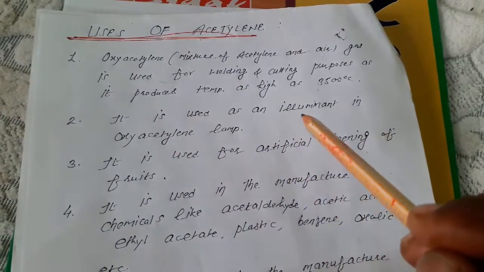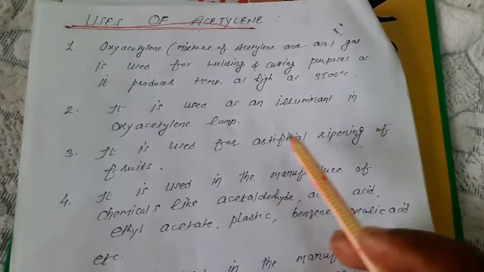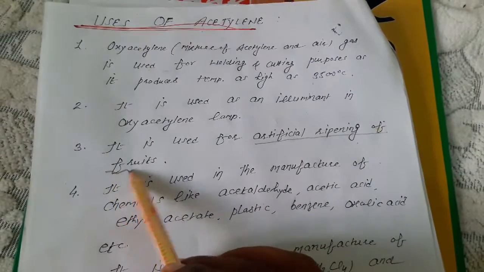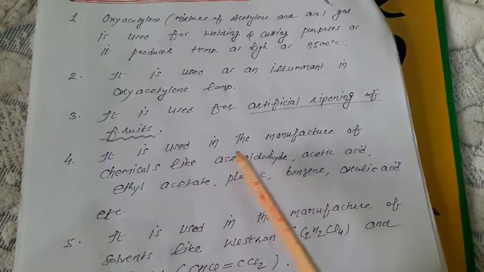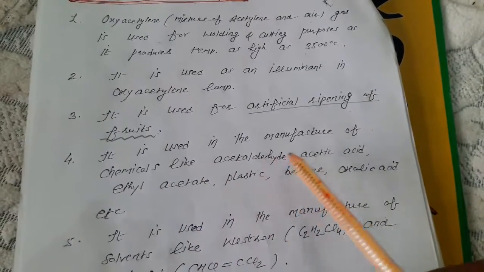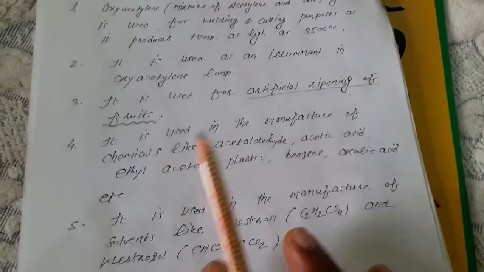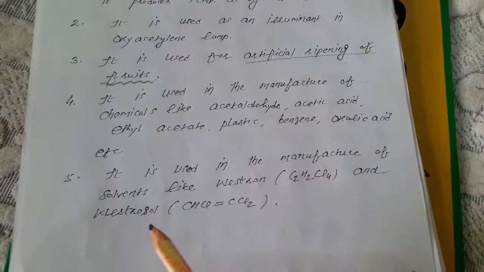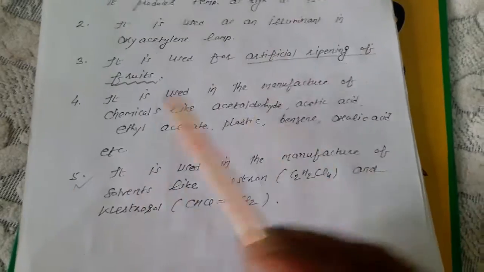It is used as an illuminant in oxyacetylene lamps. It is used for artificial ripening. Calcium carbide on hydrolysis produces this gas with a lot of heat, and that heat is again used for artificial ripening of fruits. It is used in the manufacturing of chemicals like acetaldehyde, acetic acid, ethyl acetate, plastic, benzene, oxalic acid, etc. It is used in the manufacturing of solvents like westron and westrosol. Okay, so these are the formulas of these two important compounds.